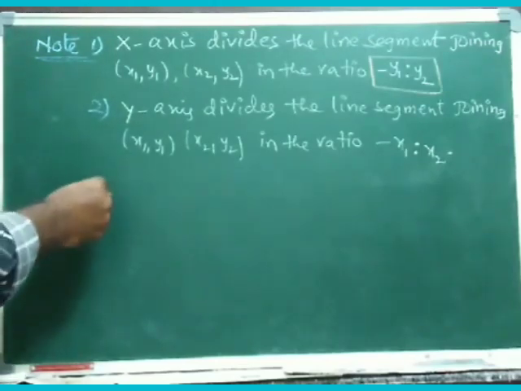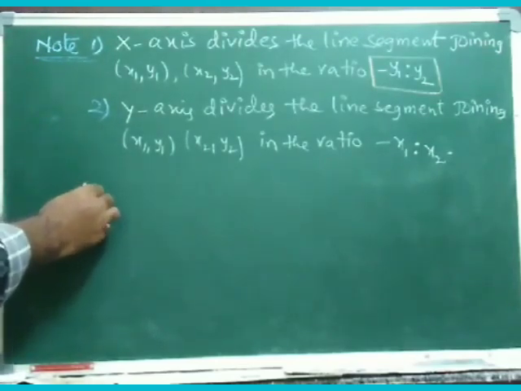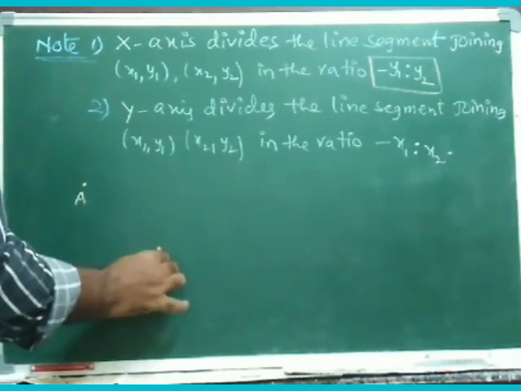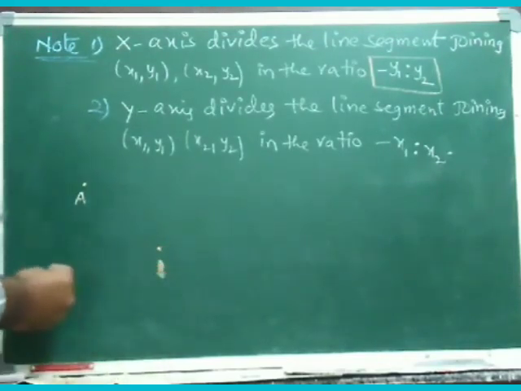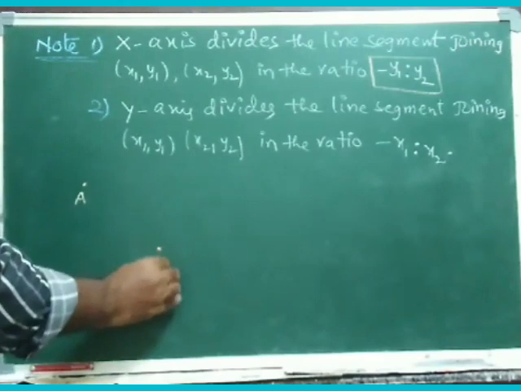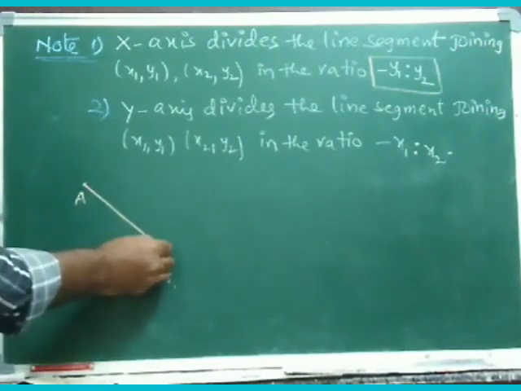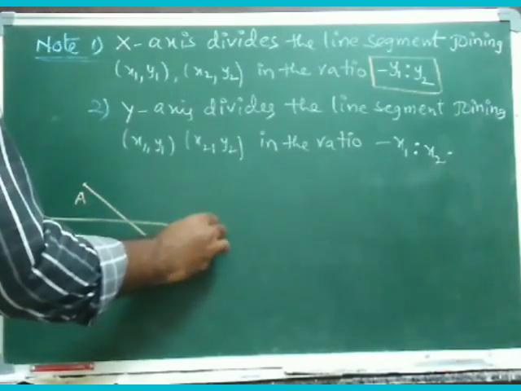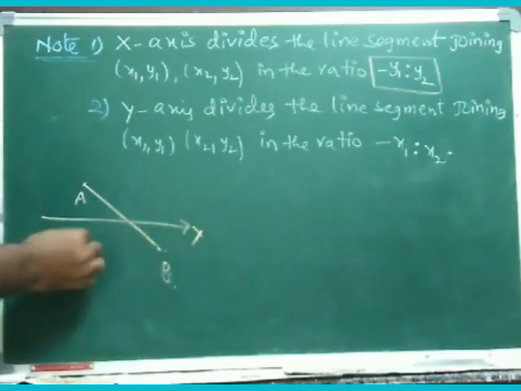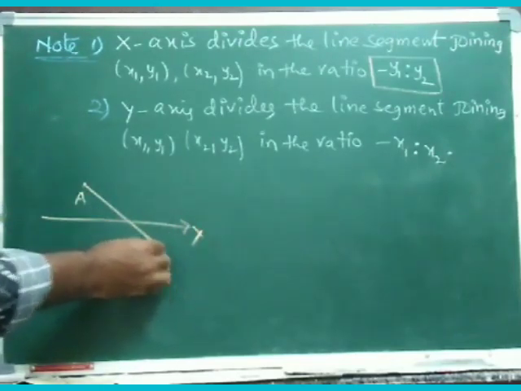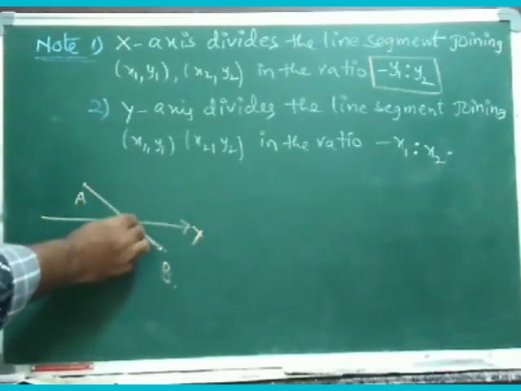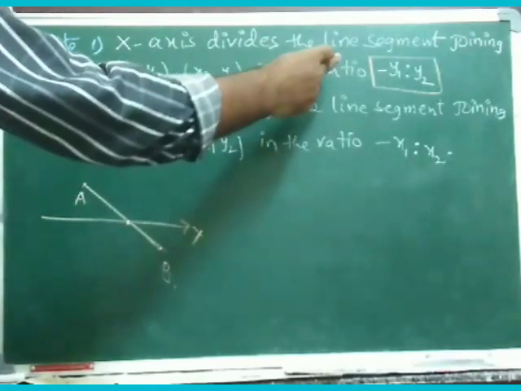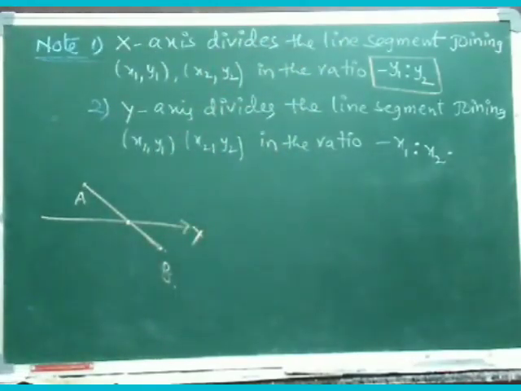I mean, this is the situation. Suppose this is a point A (x1, y1) and this is the point B (x2, y2). This is the line joining AB, and this is nothing but the x-axis. Hence, the x-axis divides the line segment joining these 2 points in the ratio -y1 is to y2.